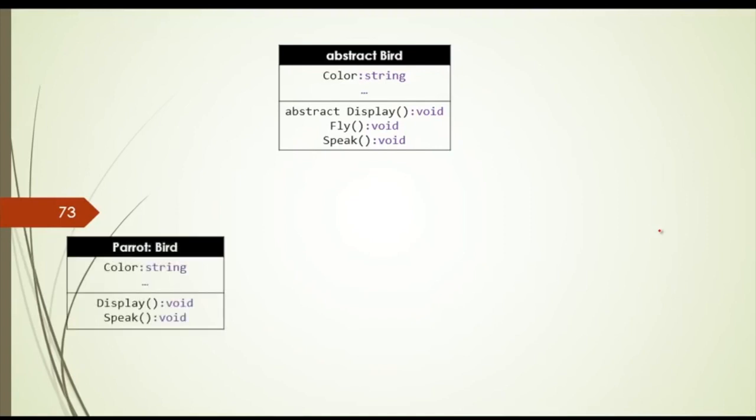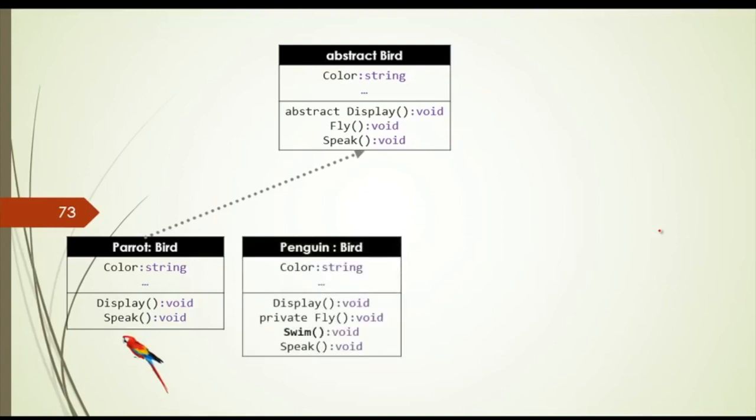So let's say that I want to implement a parrot class from the bird abstract class. So what I did is made a concrete parrot class from the abstract class, and then write the display method, and when I print the display method I see the parrot object. So let's say I have another bird which is penguin, and I inherit from bird, and when I display it I see the penguin.